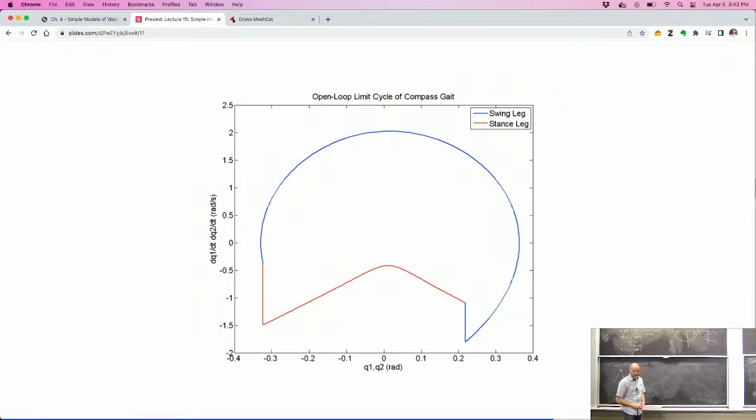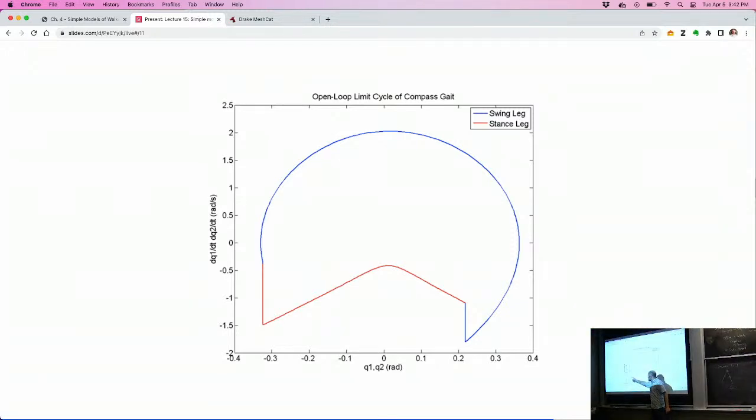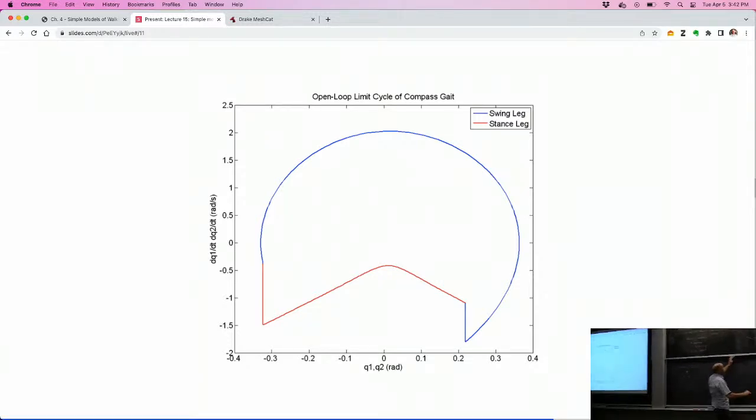So first of all, this is the stable limit cycle. I've plotted it again, theta of the leg versus theta dot of the leg. It lives in four dimensions, so I had to do a trick to plot it. This is a standard trick in the field. But this, I hope you'll see, is like the rimless wheel. It happens to be the one down here.